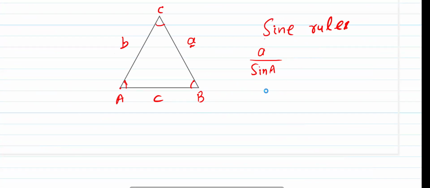So the sine rule is a over sine of A, the opposite angle. It will be equal to b over sine of B, equal to c over sine of C. Now, according to your need, you can put any two equal. You can put these two equal, these two equal, or these two equal, when we have the question.